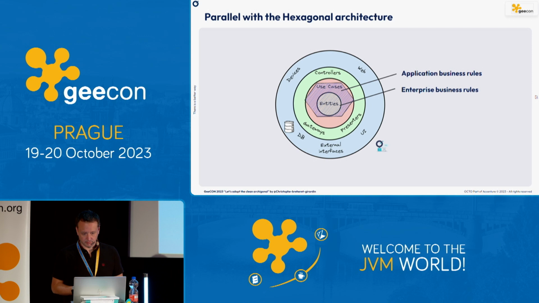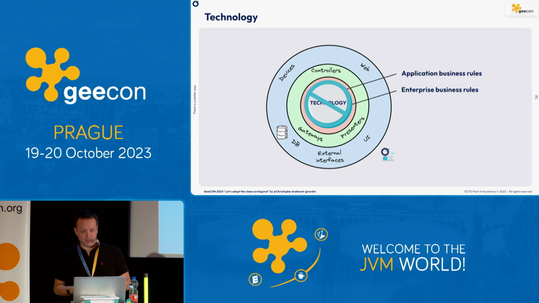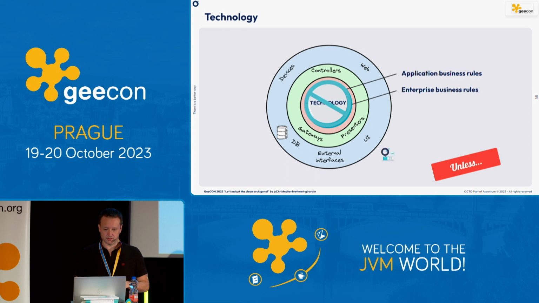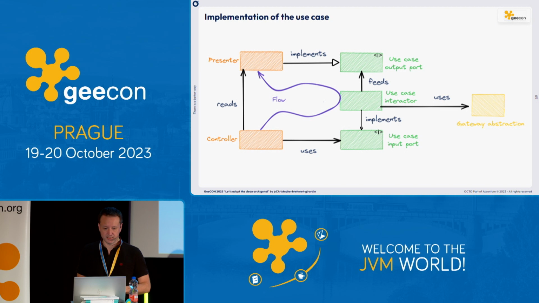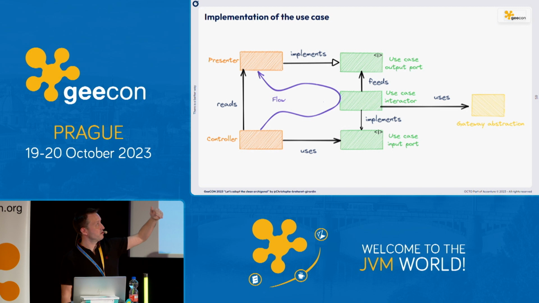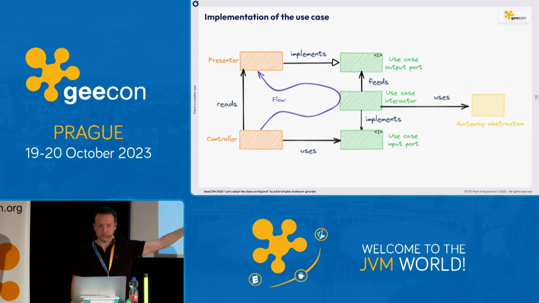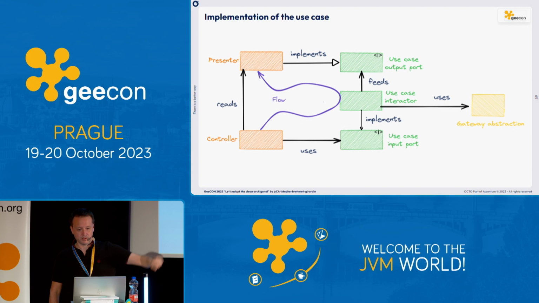The database is on the left. And no technology inside, for the same reasons as before, unless you have a very good reason to do it. And this is a small schema on the left. So the controller is an adapter calling an interface. Then you have a class that implements the interface and calls an interface to deal with the database or whatever. This is the same as the hexagonal architecture.